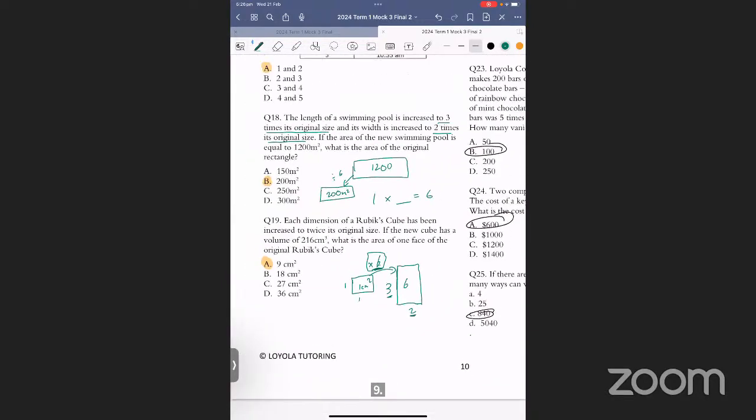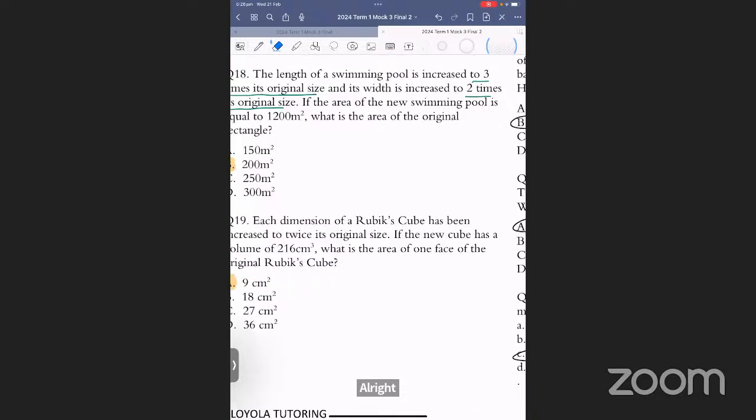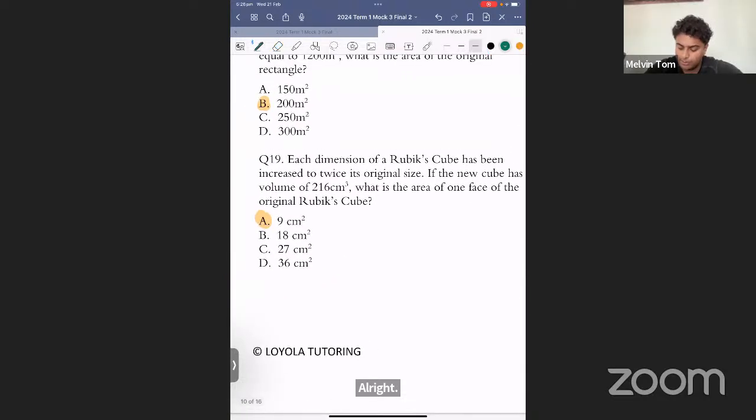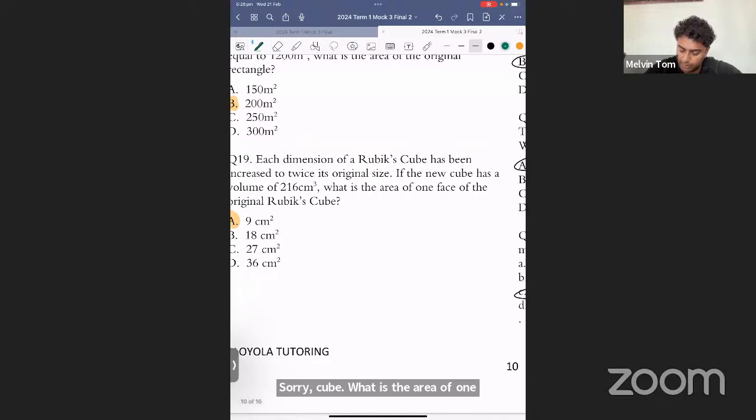All right, next, Kushal, question number 19, quantitative reasoning. Each dimension of a Rubik's Cube has been increased to twice its original size. If the new cube has a volume of 216 centimeters cubed, what is the area of one face of the original Rubik's Cube?